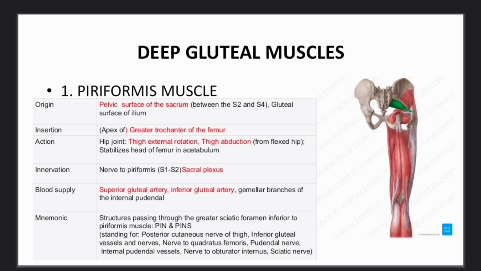The piriformis muscle is an important landmark in the gluteal region because several structures pass through the greater sciatic foramen below it. The useful mnemonic is PINPINS. P stands for posterior cutaneous nerve of the thigh. I stands for inferior gluteal vessels. N stands for nerve to quadratus femoris. P stands for pudendal nerve. I stands for internal pudendal vessels, N stands for nerve to obturator internus, and S stands for sciatic nerve. Remember, this mnemonic will help you recall the structures passing inferior to the piriformis muscle.